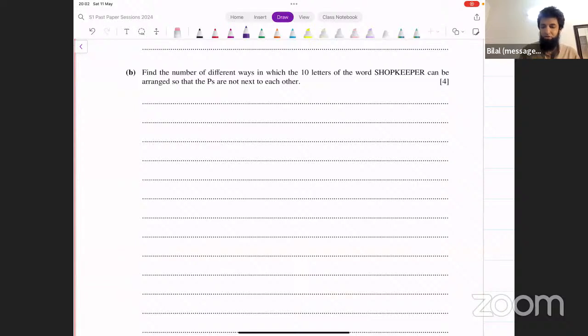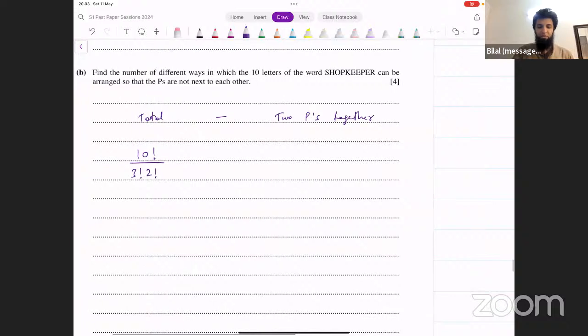So let's do total minus together. Total arrangements without any restrictions minus the arrangements with two P's together. Now, what are the total arrangements where we don't have any conditions? 10 factorial, because the number of letters is 10. But then we have 3 E's, we divide by 3 factorial because of that. We also have 2 P's, we divide by 2 factorial because of that as well. These are the total arrangements. Okay. Now, if we want the 2 P's to be together, what do we do for that? We put those 2 P's in one single box, right? We have to subtract this case, right?